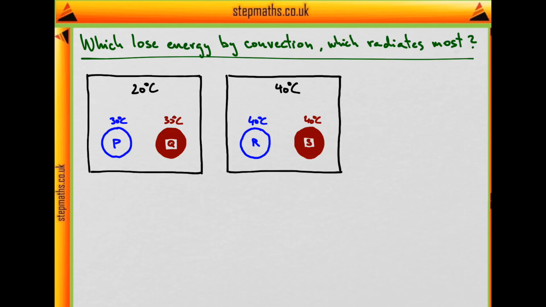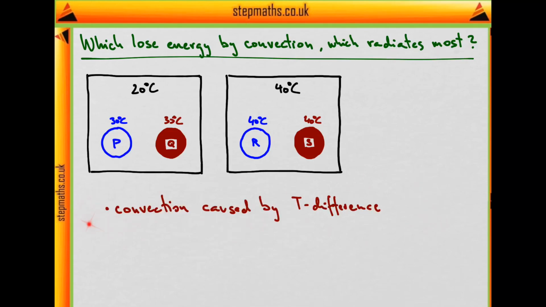There's a big difference between the blue ones and the red ones, because the red are matte, they're dull, and the blue balls are shiny. Now our task is to decide which of these will lose energy by convection and which one radiates the most thermal energy. So here's one fact for you.